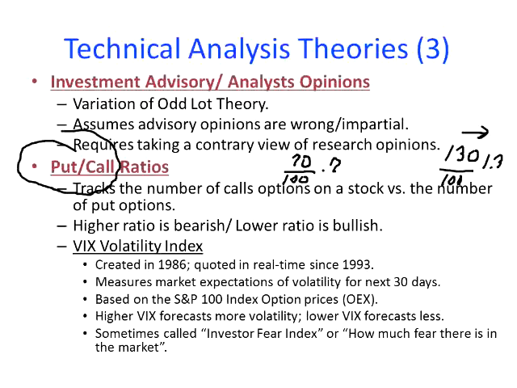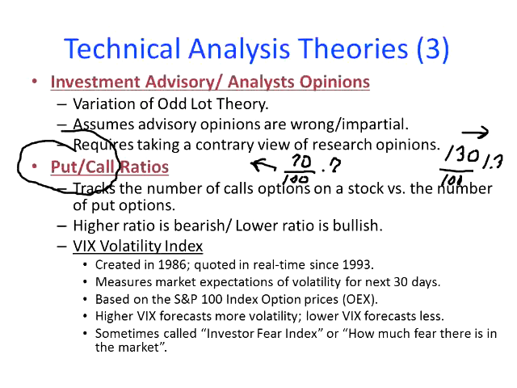Okay, so if you track the number of call options on a stock versus the number of put options, it is bearish on the right-hand side, right? Because you got more puts over the calls. It's bullish over here when you have more calls than puts. Just a matter of looking at it. Again, a contrarian opinion type of a rule is followed.